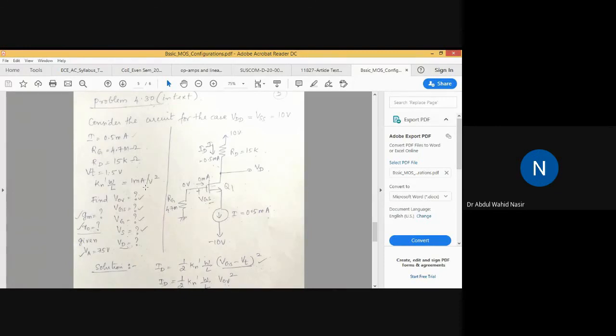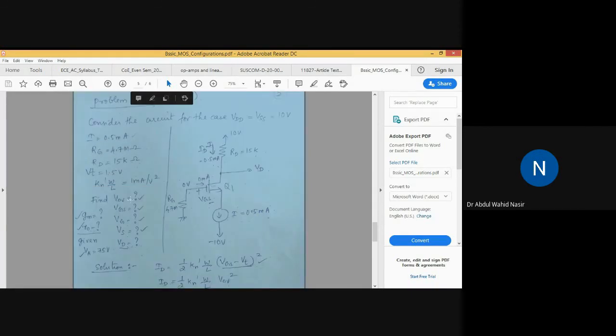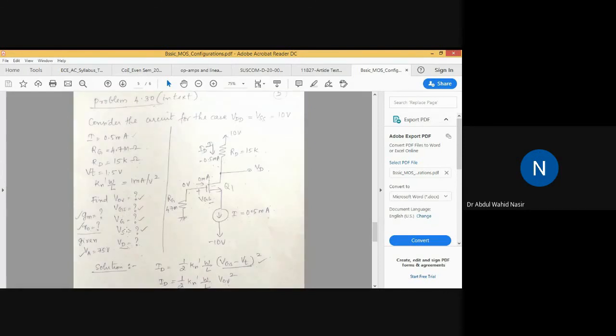And Kn dash W by L is equal to 1 milliampere per volt square. Now, given these parameters, what do we have to find? We have to find the overdrive voltage VOV, VGS, then the gate voltage VG, the source voltage VS, and the drain voltage VD. Also we have to find gm, the transconductance, and ro, the output resistance.